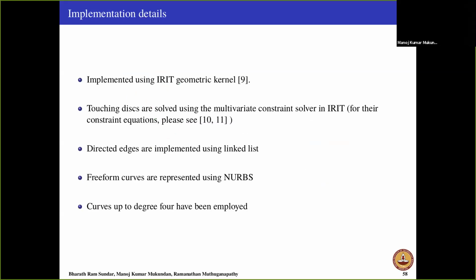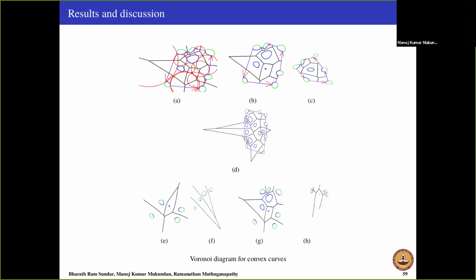For the implementation, the algorithm is implemented using the IRIT geometry kernel. Touching disks are solved using the multivariate constraint solver in IRIT. For their constraint equations, please see the reference provided in the paper. Directed edges are implemented using linked lists. Freeform curves are represented using NURBS. Curves up to degree 4 have been employed for implementation.